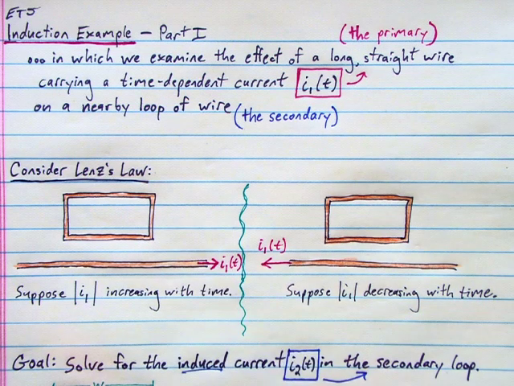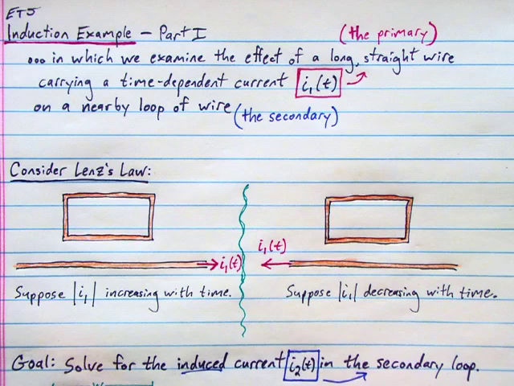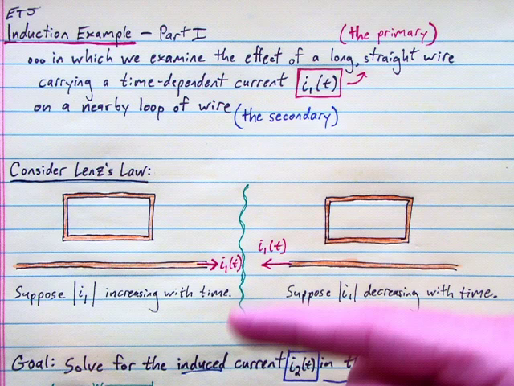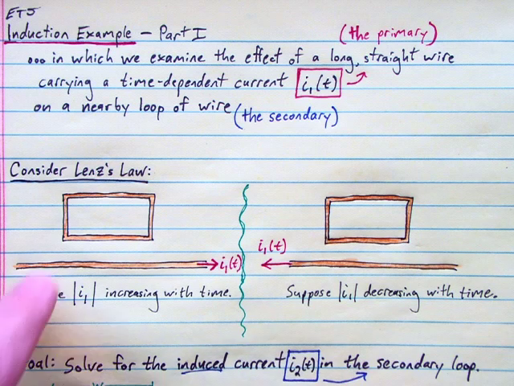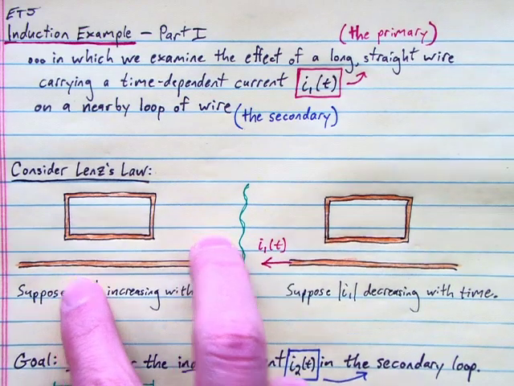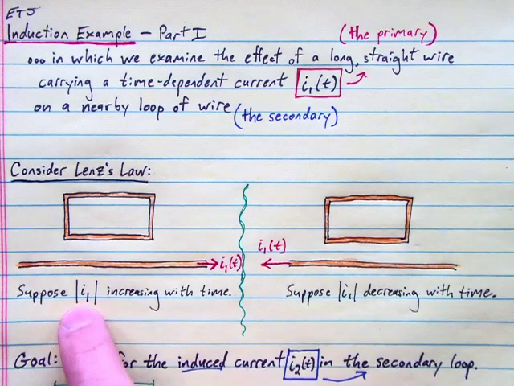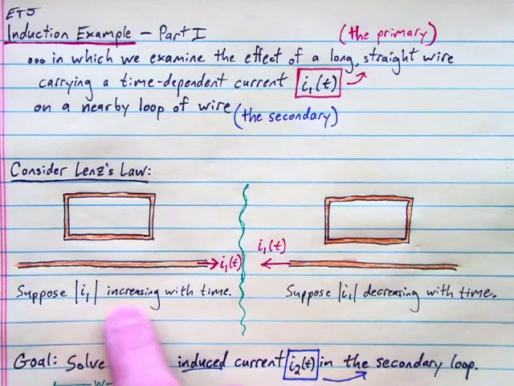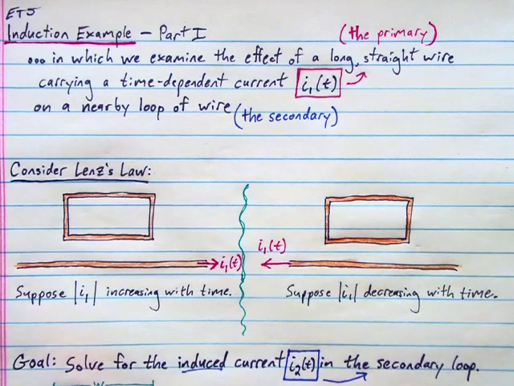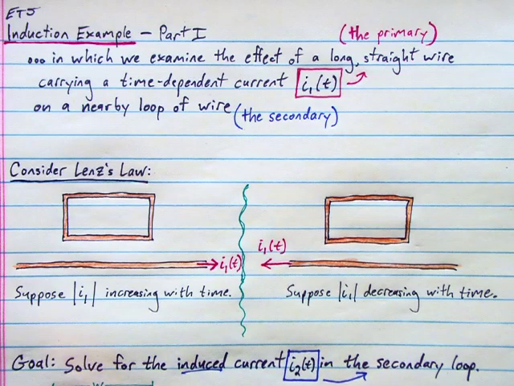So let's first consider Lenz's law and see if we can predict the effect of electromagnetic inertia on such a system. So two examples here. I'll talk through this one, then I'll have you predict what will happen in this one. So suppose first that this current I1, the primary current, is increasing with time, so getting stronger with time to the right. What effect is that going to have on our secondary loop?